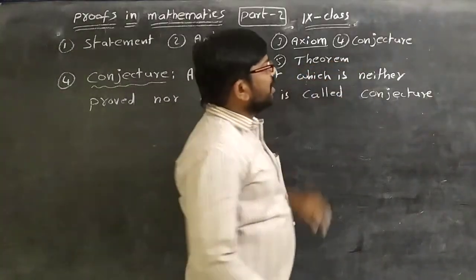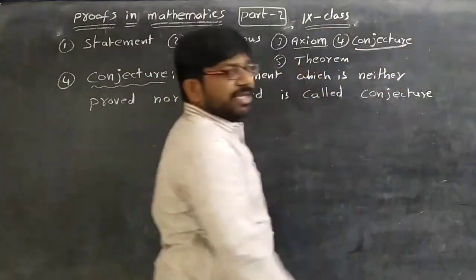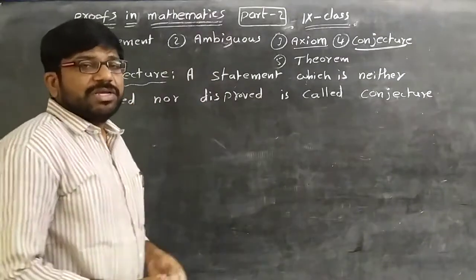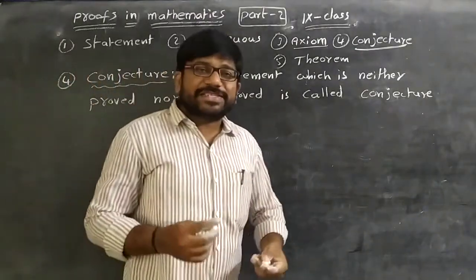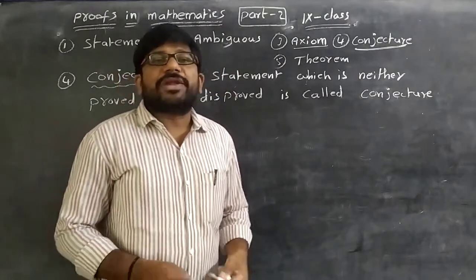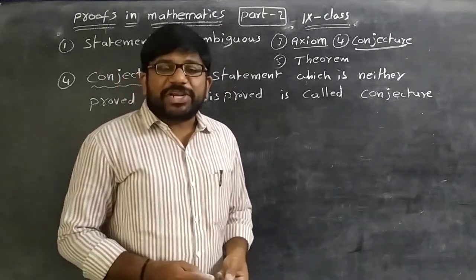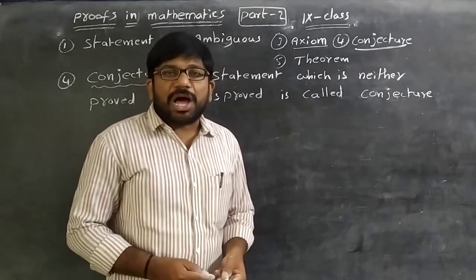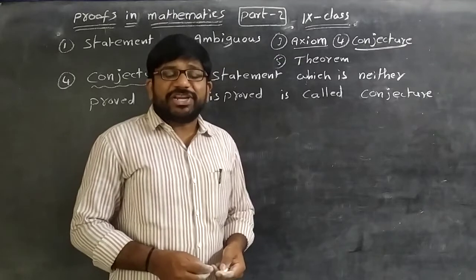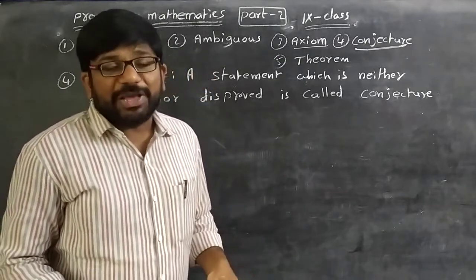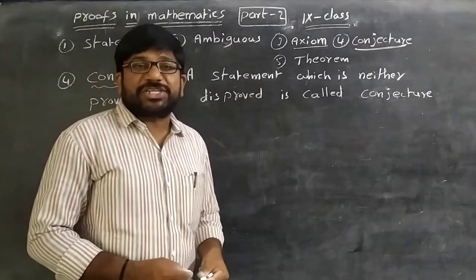Fourth definition, conjecture. See, fourth definition, conjecture. So what is a conjecture? A conjecture is a statement, but it is neither proved nor disproved, right? A statement which is neither proved nor disproved is called a conjecture, right? So a conjecture we cannot prove, cannot disprove, such statements we call conjectures, right?